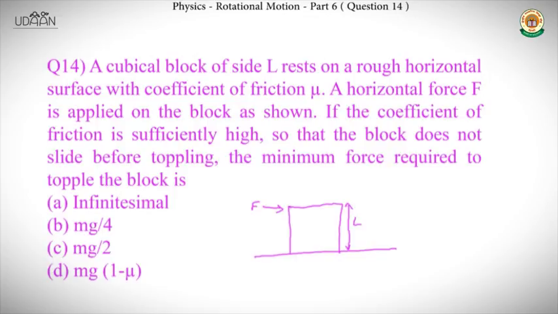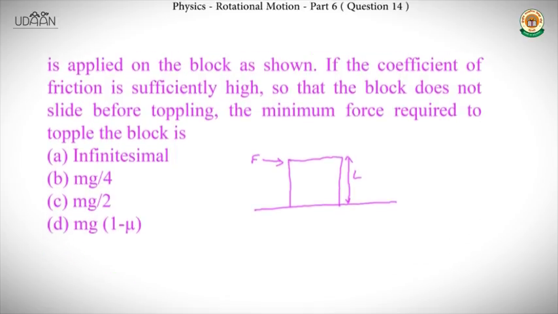A cubical block of side L rests on a rough horizontal surface with coefficient of friction mu. A horizontal force F is applied on the block as shown. If the coefficient of friction is sufficiently high so that the block does not slide before toppling, the minimum force required to topple the block is: A, infinitesimal, which is very small; B, mg by 4; C, mg by 2; or D, mg into 1 minus mu.